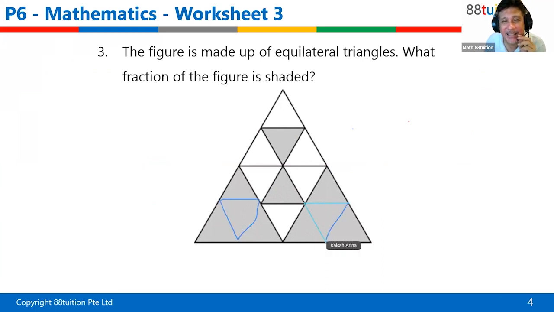Okay, I can see Kaiser and Rose actually drawing. They are cutting the 2 big triangles at the bottom to make them the same as all the other small triangles. That is a good job. If you're able to do that and you're able to cut that, then are we able to answer the question? What fraction of the figure is actually shaded?